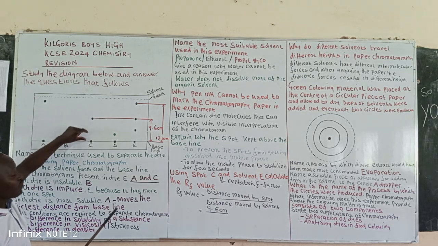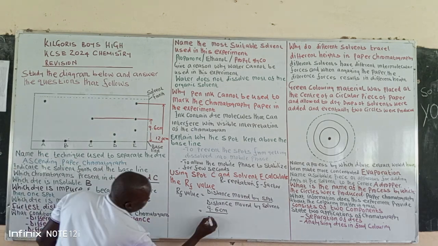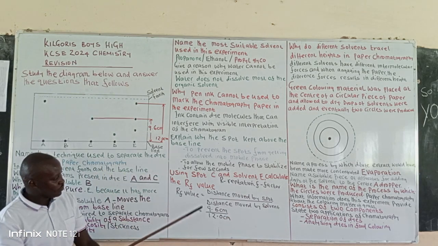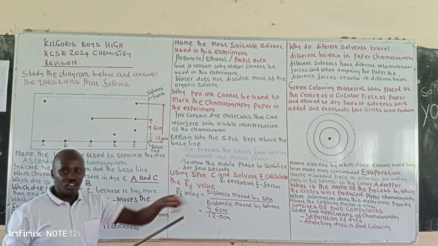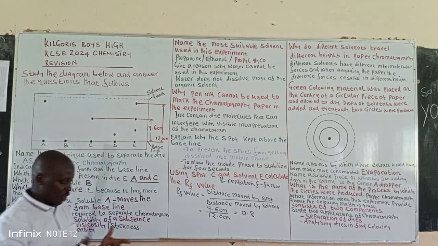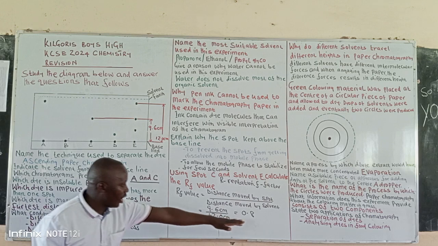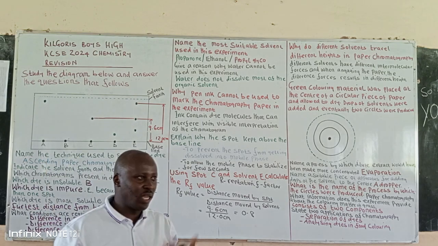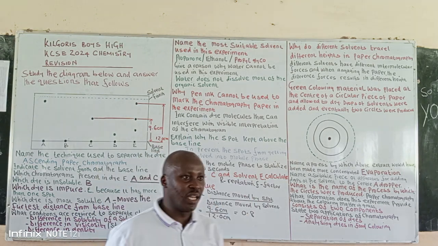The distance moved by spot C from the baseline is 9.6 centimeters, and the distance moved by the solvent is 12.0 centimeters. So the distance moved by the spot, 9.6 centimeters, over the distance moved by the solvent, gives us 0.8. Remember, this has no units because it is just a ratio. You can see that the value of the retention factor is always less than 1, because the distance moved by the solvent is longer than the distance moved by the spot.